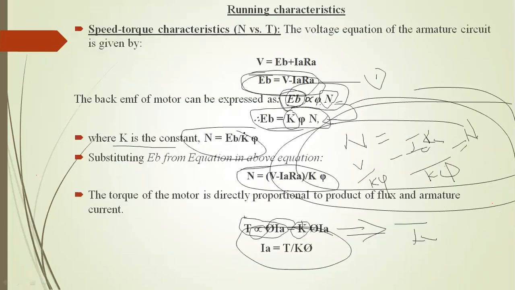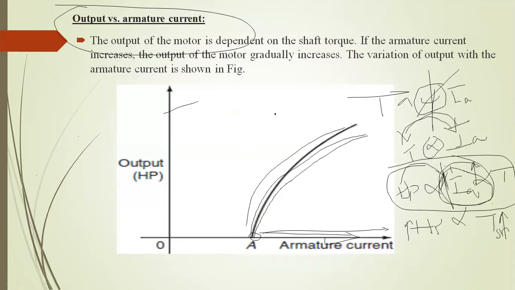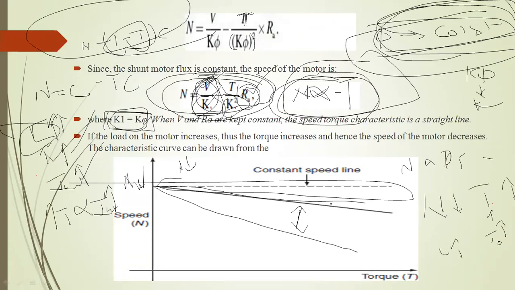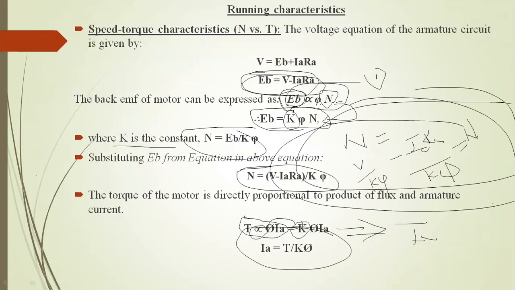Same as these characteristics, we are going to see the same, but the variation is going to be in the speed and the armature current. You are having some slight difference between these two. So finally, the speed decreases when the torque increases. How does this torque increase? Armature current increases when load increases. Okay, these are the running characteristics.